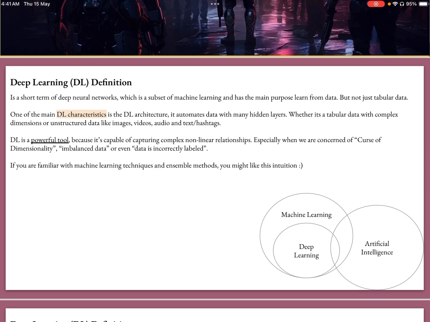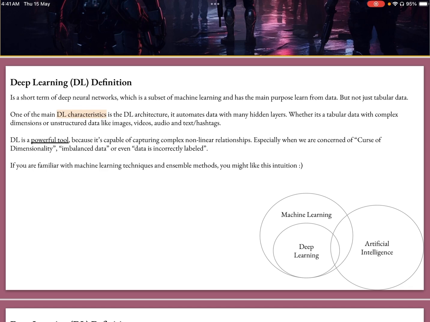Deep learning, as a definition, is a short term for deep neural networks, which is a subset of machine learning and has the main purpose of learning from data, but not just tabular data. It also learns from videos, images, text, as we will see during this series.